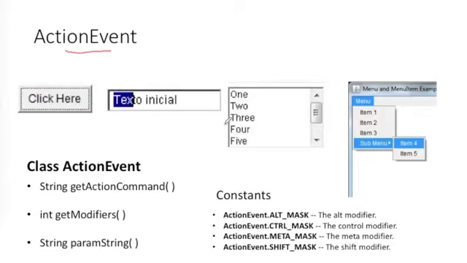Action event is generated in the following cases: when you click on a button, and if the cursor is in the text field and you hit enter from the keyboard, if you double click any item in the list box, or if you click on a menu item. So these are the cases in which the action event is generated.